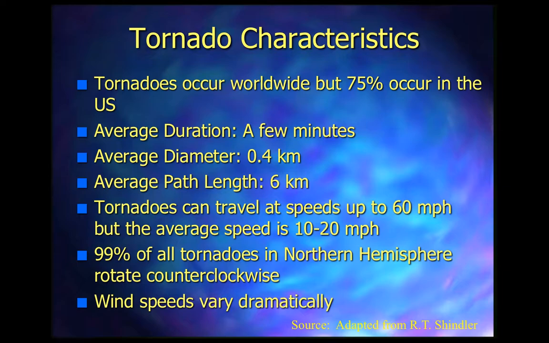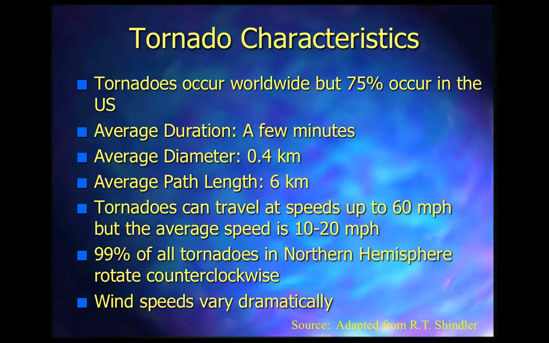You can look at the average diameter, about half a kilometer or so, and average path length, not very long, less than 5 miles. They can travel quite rapidly, at speeds of 60 miles an hour. Of course, they're moving really with the speed of the storm. And in the early parts of the spring, late April, early May, storms tend to move much faster in our part of the country because the jet stream is so strong.